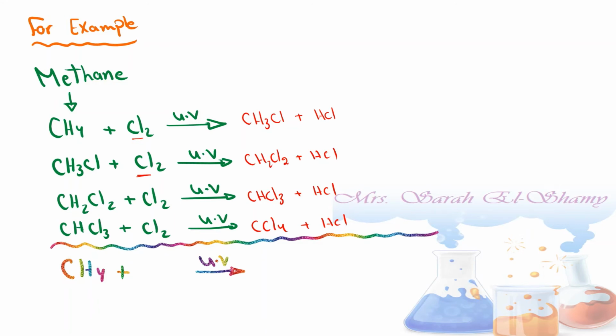Okay. How can we write this reaction as a total reaction? So here, for substitution of the 4 hydrogen atoms, we just need to use 4Cl2 to give us CCl4 plus 4HCl. Here we just make the 4 substitution actions at one time.